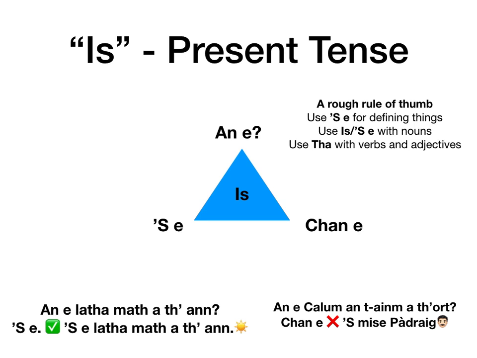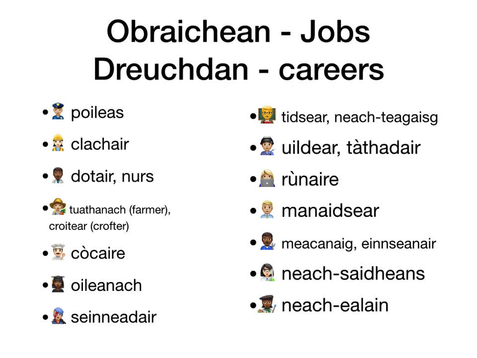So get very used to saying this when you're talking about nouns. Use she or chan ye. In ye? She. Chan ye. And this is very important when we're talking about obrichen or triochen. Obrichen, jobs. Triochen, careers. And here's a list of jobs. Hopefully it's clear what they are.